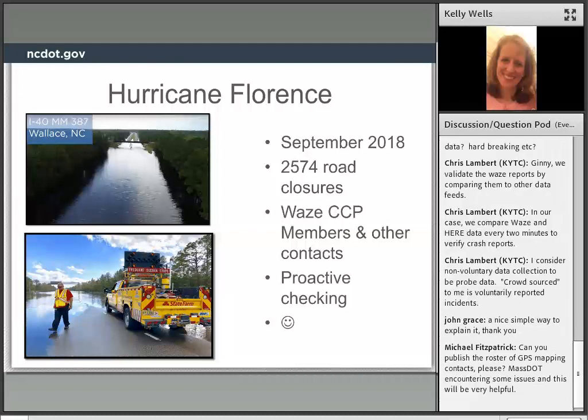So it was big. We worked countless days. We were Waze CCP members. And we had that chart that talked about how we coordinate, so we were better off than we were in Matthew for sure. We also began to do proactive checking. So we had someone here who every time he came in, his first job was to check all the interstates, make sure all the major map companies had the information correct, check the U.S. routes and check some NC routes as well.